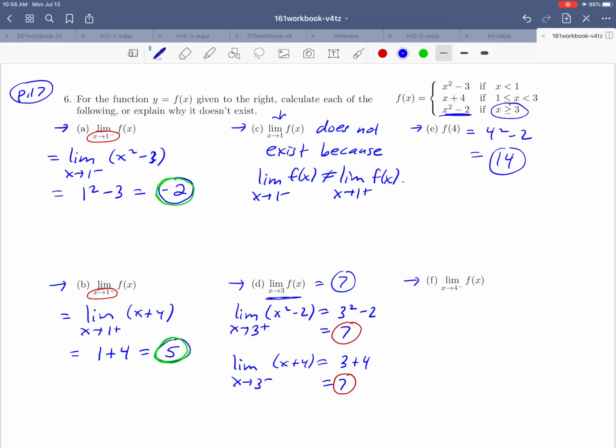Okay, and finally, the limit as x approaches 4 from the left-hand side. So we're talking about x values that are a little bit less than 4. A little bit less than 4 would be a number like 3.9, 3.99. Notice that that's still in the third branch. So we're still talking about the formula x squared minus 2 to do this. So we are going to get 4 squared minus 2, the same calculation as what we did up in part E, and that's going to give us the same answer of 14. Okay, and we are done.